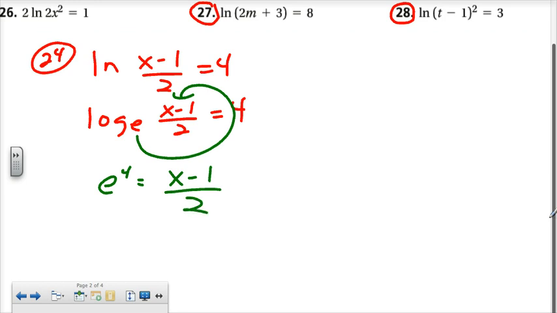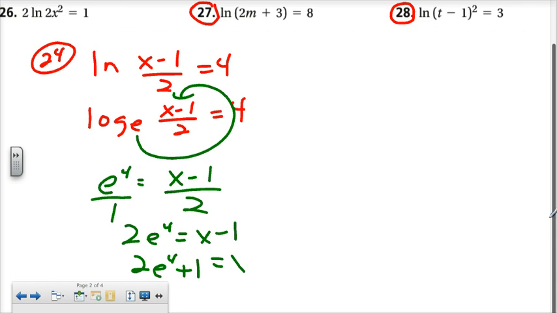And then it's up to you. If you want to slap a 1 down below here and then cross multiply to solve, you could do that, or do the normal steps, which would be multiply both sides by 2 and then add 1. Totally up to you. So this would give me 2e to the 4th equals x minus 1, and that's by cross multiplying, and then I'd add 1. So 2e to the 4th plus 1 equals x.